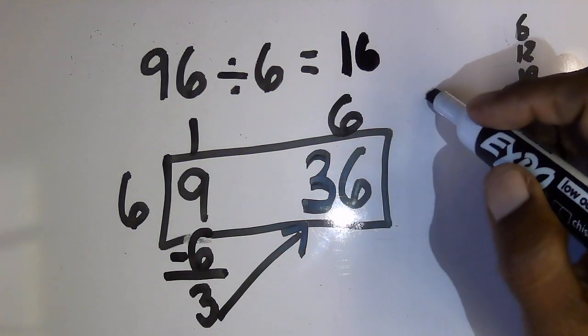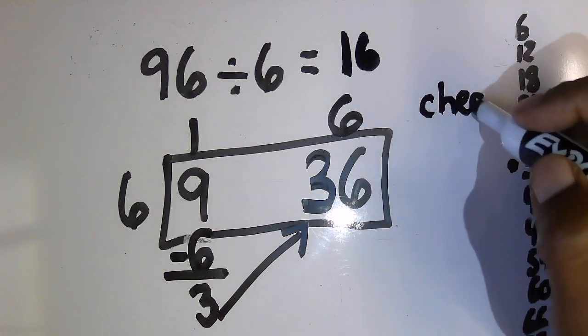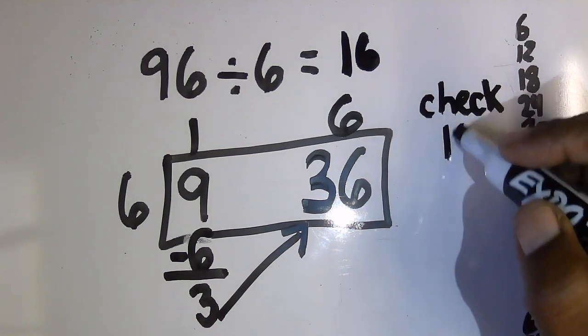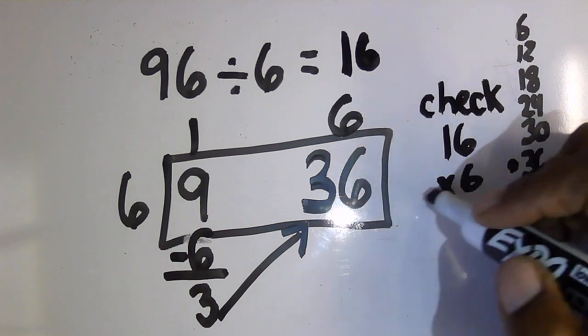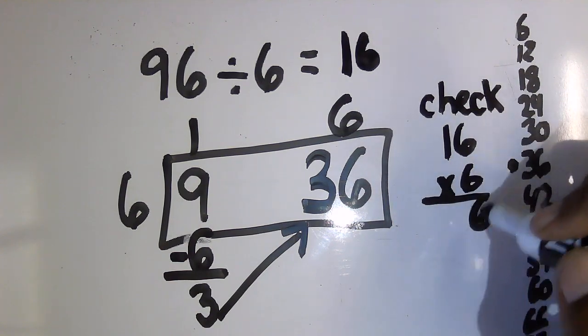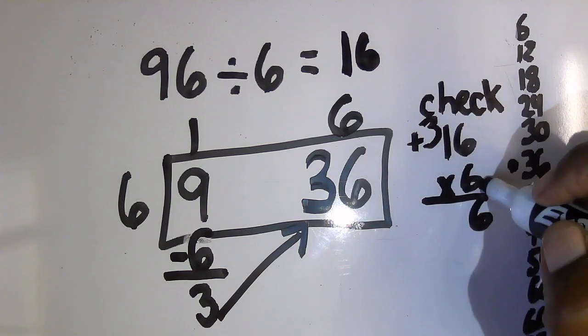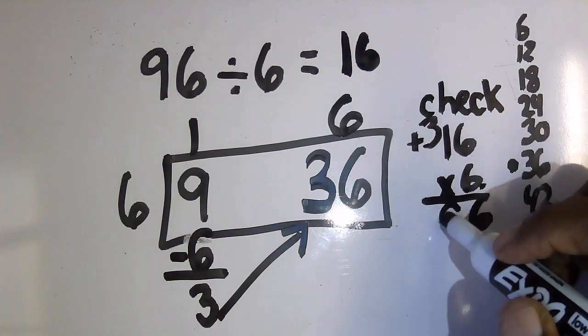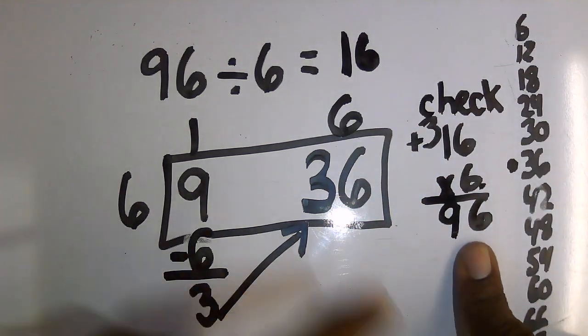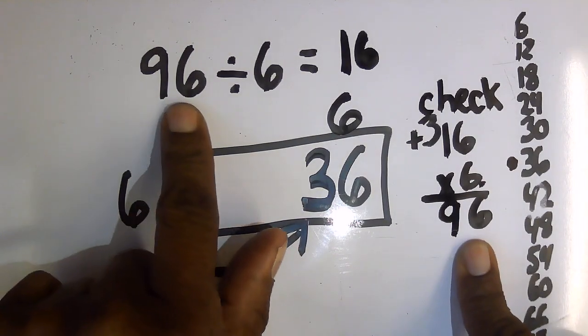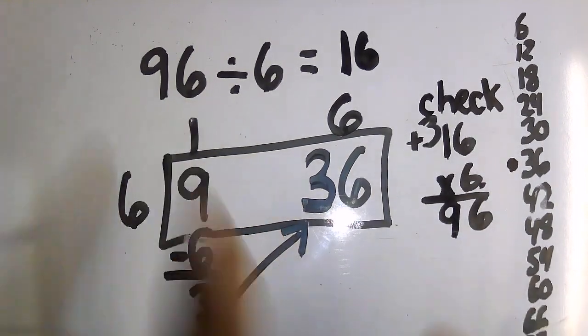Okay, now I'm going to check. 16 times 6. 6 times 6 is 36. 6 times 1 is 6, plus 3 is 9. So when it matches the dividend or your number that's inside the box, that lets you know that your division work is correct.